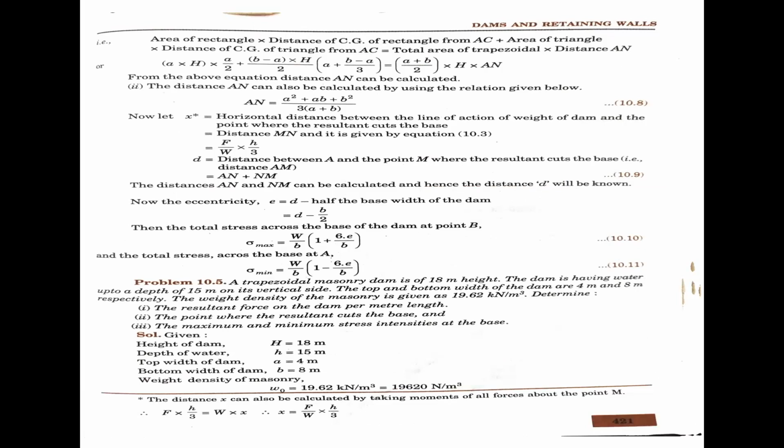Now see the example problem for this trapezoidal masonry dam. I have to calculate the maximum and minimum stresses on the dam. Example problem 10.5: A trapezoidal masonry dam is 18 meters high. The dam has water up to a depth of 15 meters on its vertical side, and the top and bottom widths of the dam are 4 meters and 8 meters respectively.